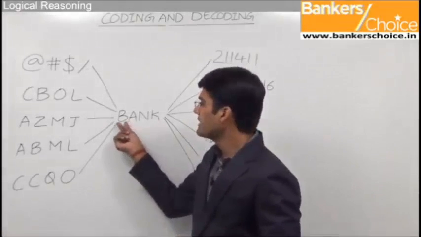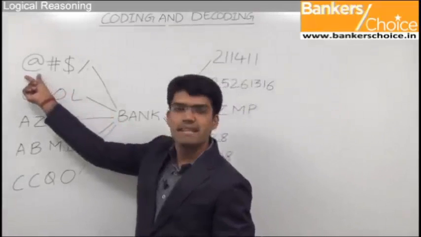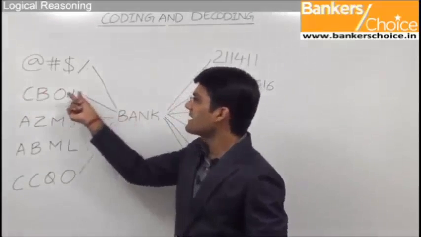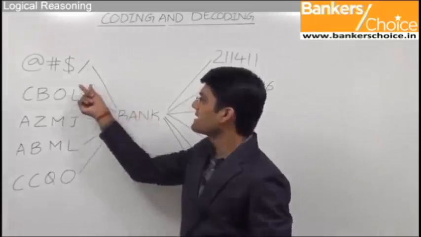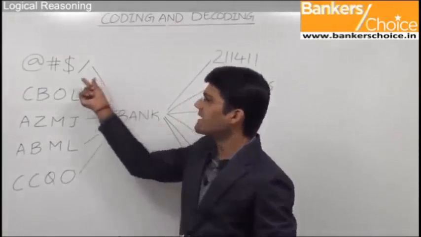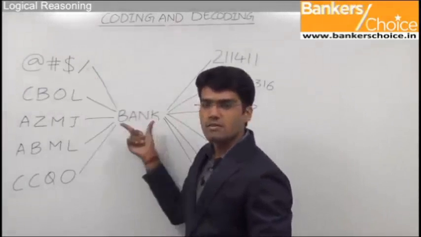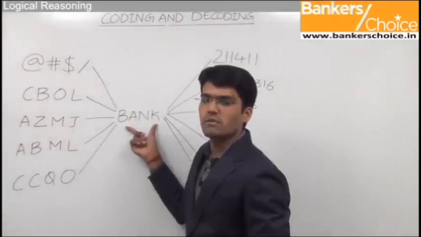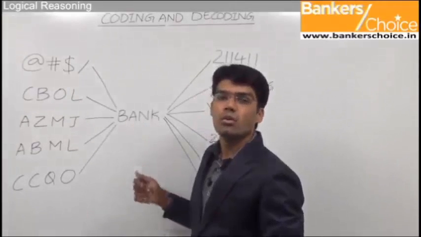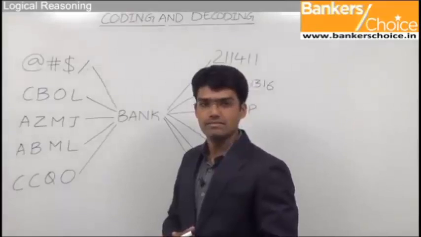For example, the letter B is taken as $, A is taken as hash, N is taken as $, and K is taken as percentage. So once we get to know the coded form of each of these letters, we can find out the code for any other given word.